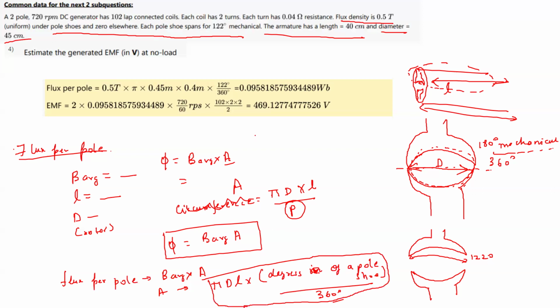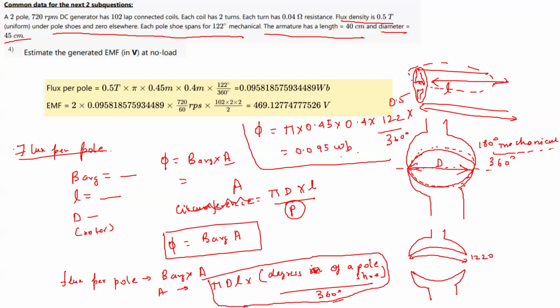Okay, so how much is the flux per pole? So the flux per pole is pi D L. Here we have pi, we have diameter D in centimeter, so here we have to convert everything into meters, है ना? So this is 5, length is 0.4, into degrees. So degrees are how much? 122 degrees by 360. Okay, so this is the area, and into B average. So B average is 0.5. So this will give me the flux. So how much is the flux? Something like 0.095 Weber. You can do the calculation at your home.